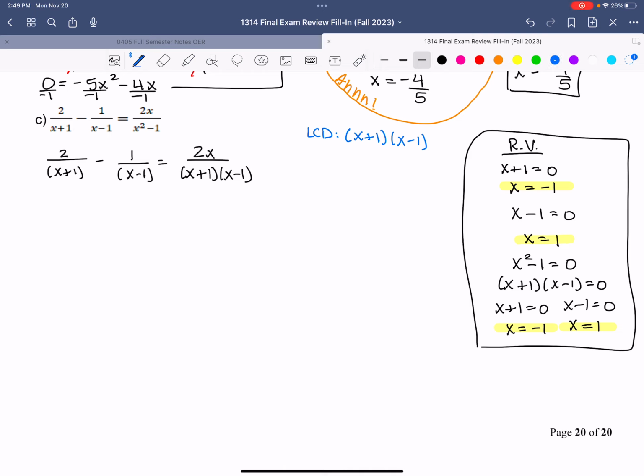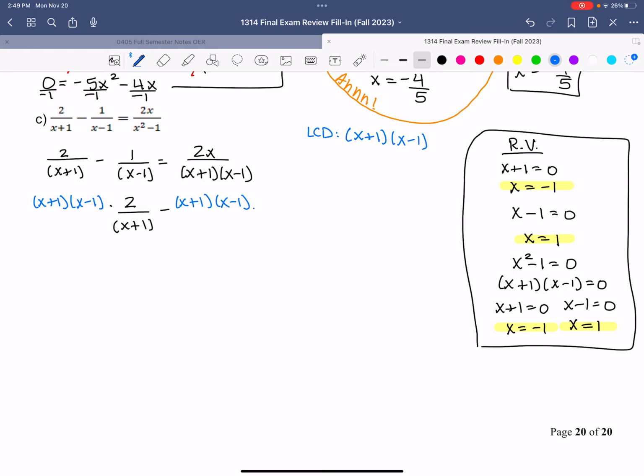So x plus 1 times x minus 1 times 2 over x plus 1 minus, and then, okay, x plus 1, x minus 1 times 1 over x minus 1 equals, and then we're going to put x plus 1, x minus 1 times 2x over x plus 1, x minus 1. All right, there we go. Super long, but it's done.